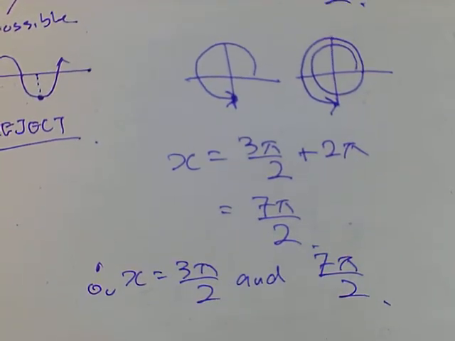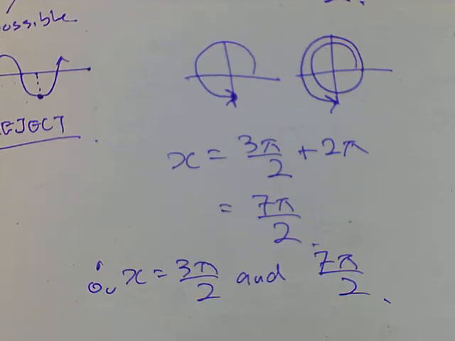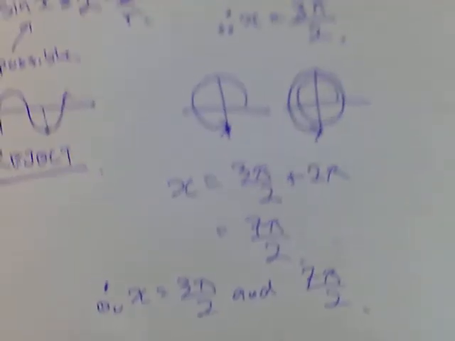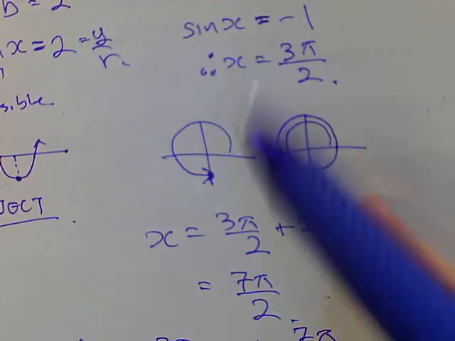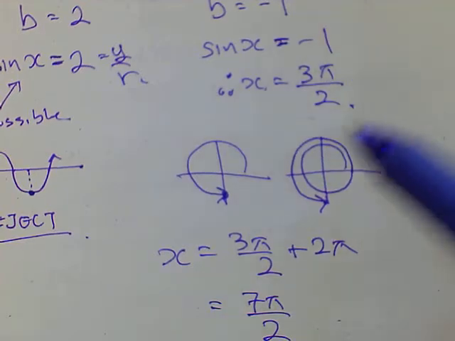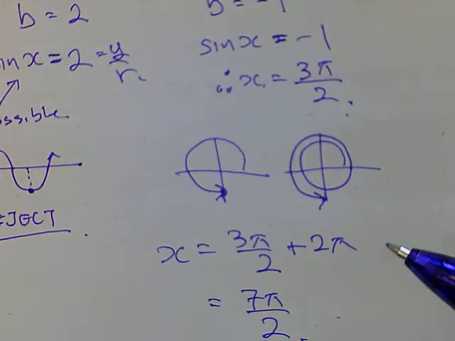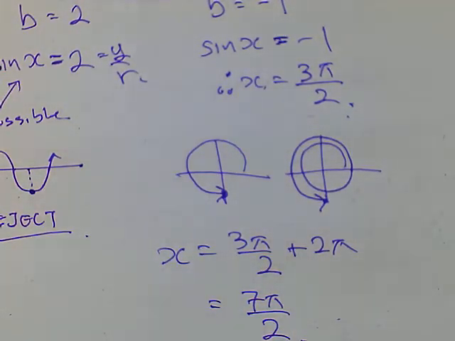Yep, okay. So we don't have to do anything with 3 pi over 2. For this one, there's no CAST rule, if you're asking. There's only one angle that gives you a -1, so there's no need to decide whether it's quadrant 1 or 2, or quadrant 3 or 4.